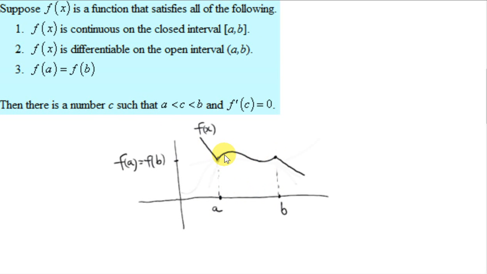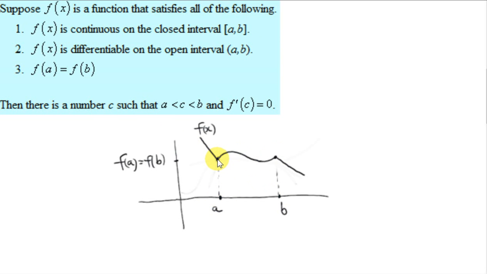equals 0. So in this picture here, the function is indeed continuous on the closed interval a to b. The function is actually continuous at a and it's continuous at b. There are no breaks in the function. The function is differentiable on the open interval from a to b.